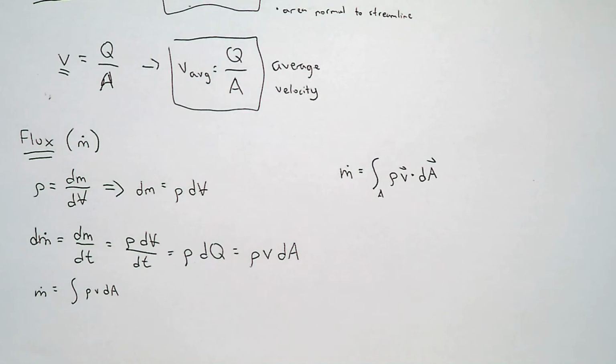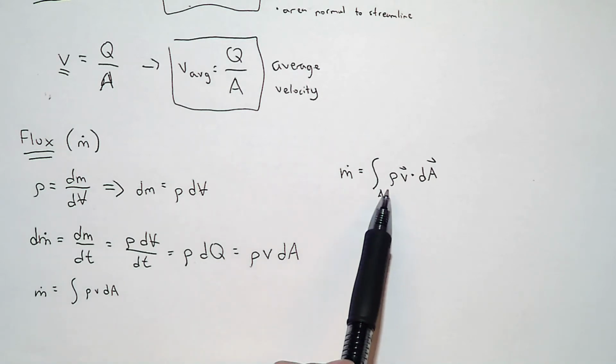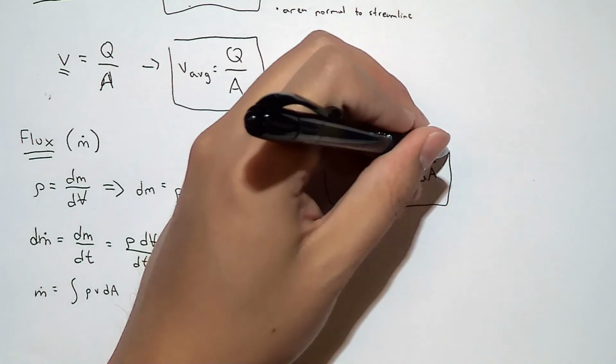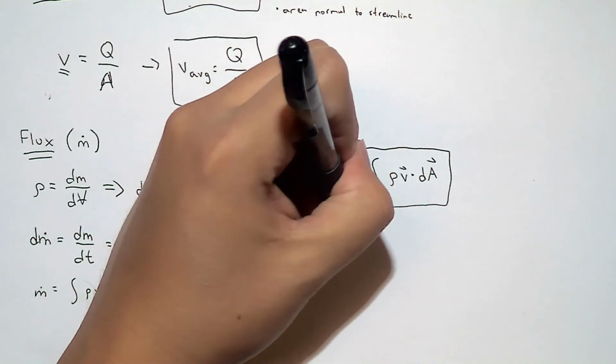The reason I include my density inside my integral is because I can't assume that density is constant across an area. I cannot make that assumption. If I do, it may be right for some fluids, but not true for others. So because I can't assume that the density remains constant over the area, I'm going to keep it inside the integral. And this is the general definition of mass flux.